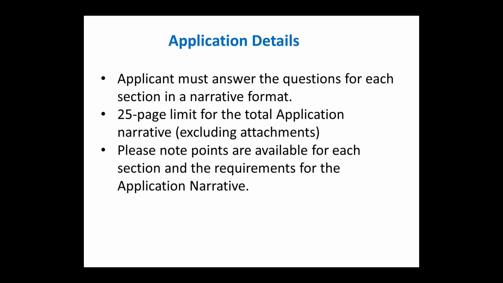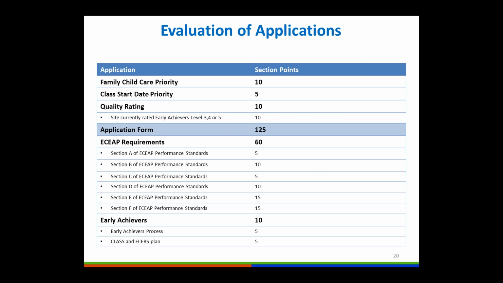So, application details. The applicant must answer the questions for each section in a narrative format. There is a 25-page limit for the total application narrative, but this is excluding attachments. And throughout the RFA, you'll see where certain things that we require don't count against this 25-page limit. It is noted on there.